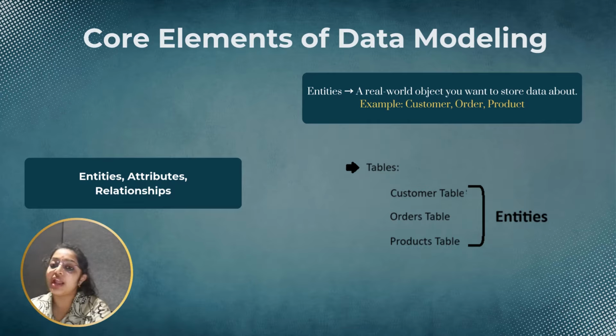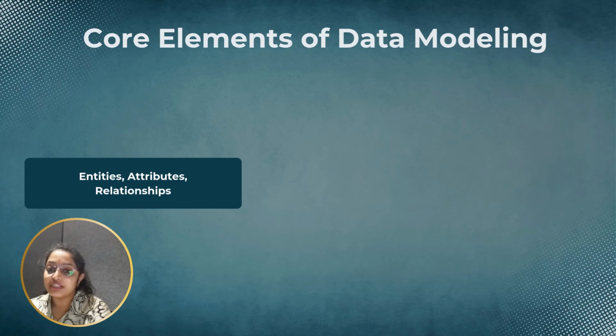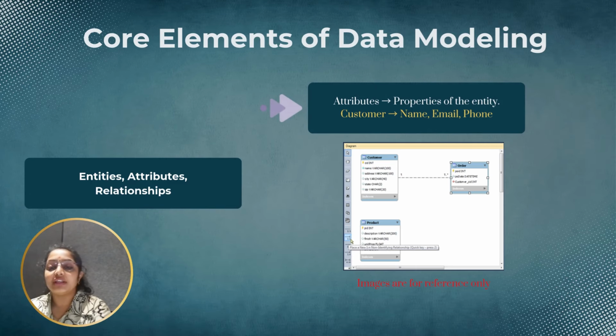Like customer table will have customer information, order table will have order information, etc. So the next thing is attributes. For example, the customer table can have name, email, phone number, address, etc. And sometimes order table will have order id, date, amount, etc. And products maybe. So product table will be having product id, product name, price of that product, available or not. So basically, attributes are nothing but properties of that entity.